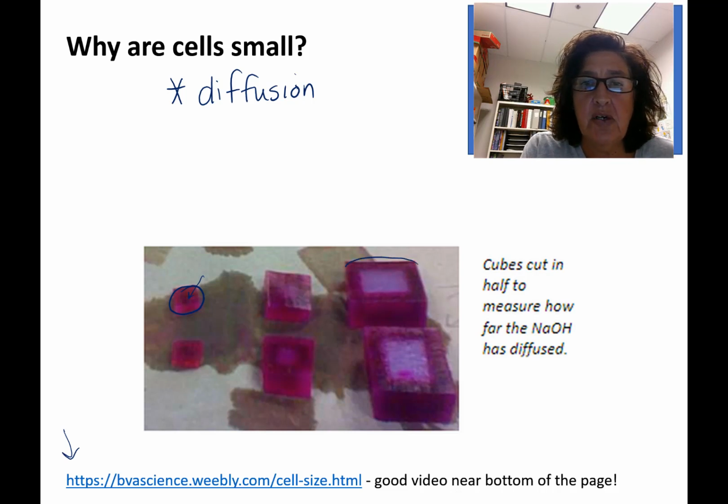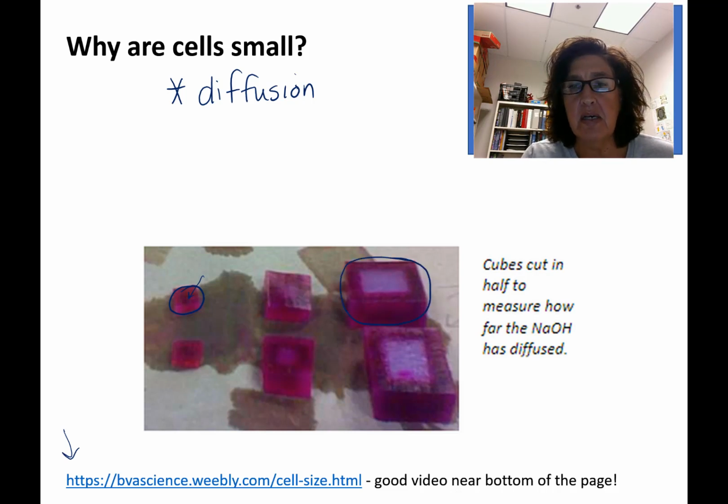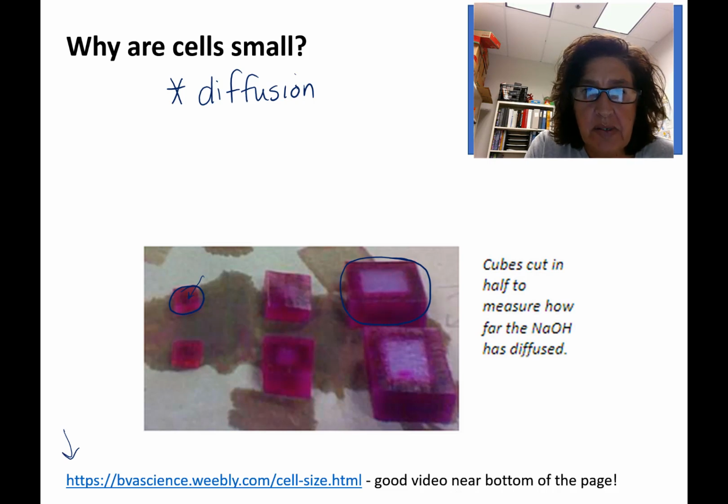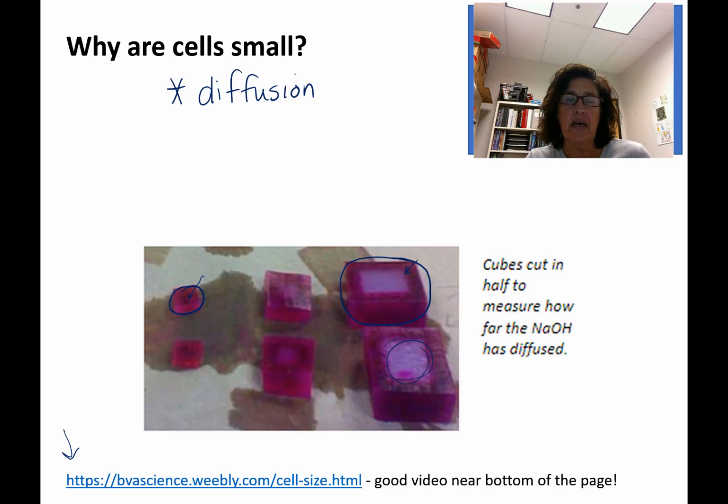As you increase the size of a cell, you can see that the molecules got about the same distance, but they never made it all the way to the inside. And that would mean that if this was a real cell, that cell would be kind of starving in there, or it might have a lot of waste build up. So cells have to be small because of diffusion, because of this passive movement of molecules.